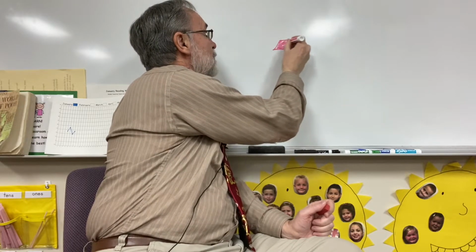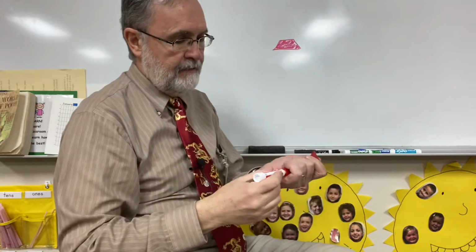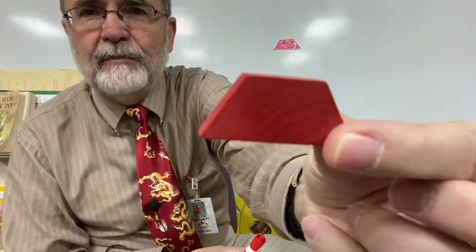And you're going to color this trapezoid on your worksheet. And if you don't have colors, don't worry, just draw the shape. Draw this shape on your worksheet. Okay?